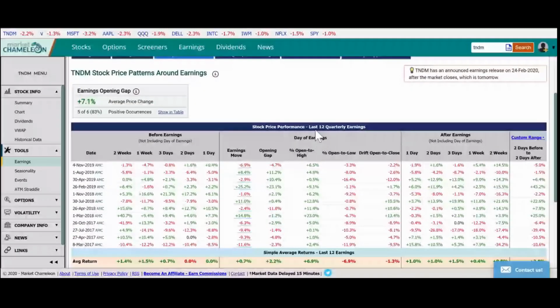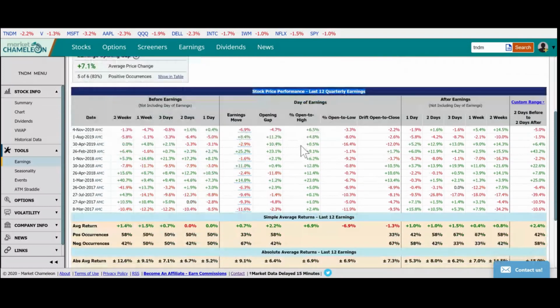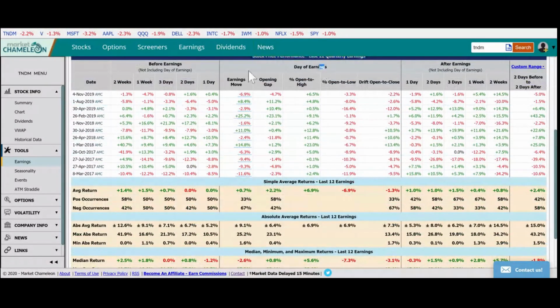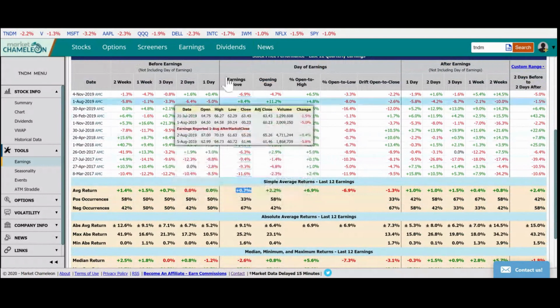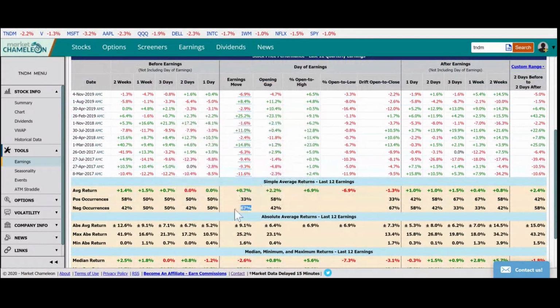Before you look at an option strategy, you want to analyze what the stock did, right? Because the options are derivatives of the underlying. Historically, TNDM opening gaps were up 58% of the time, for an average of 2.2%. The average earnings move looks like 0.7%, but 67% of the time it's been lower. And this is its drift: after the opening, it tended to drift lower 67% of the time.